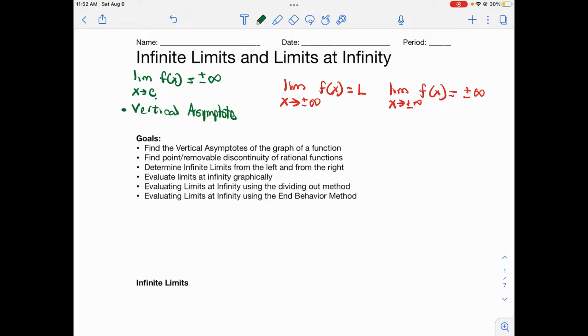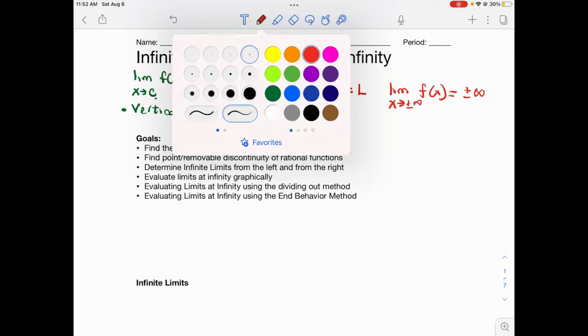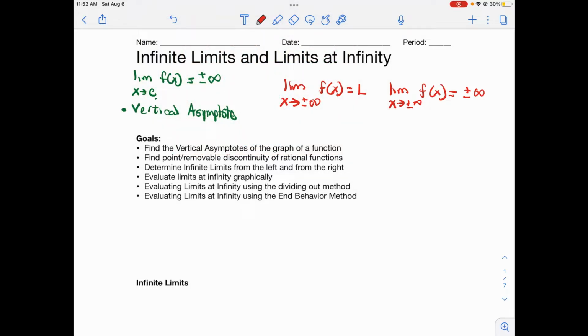Okay. Now, if you happen to have the limit as x goes to infinity or the limit as x goes to negative infinity of f of x is equal to a constant value, this is telling you as your x gets extremely large or extremely small, it's going to a constant value. So you have a horizontal asymptote.